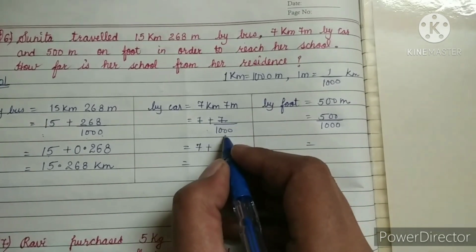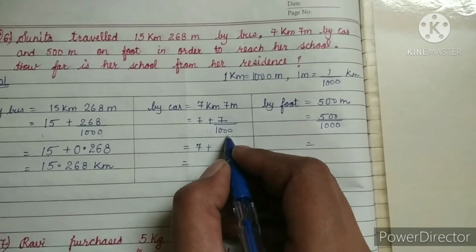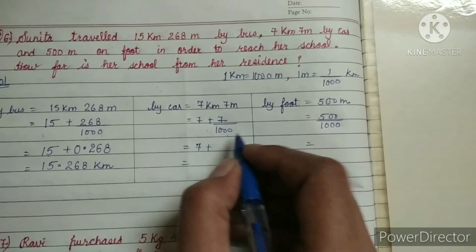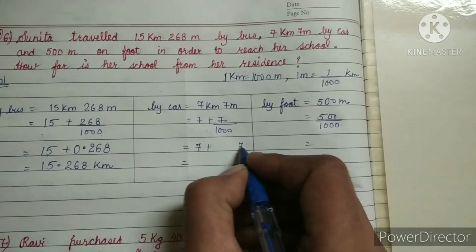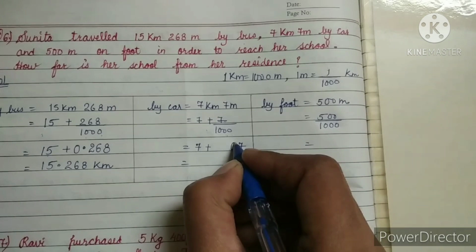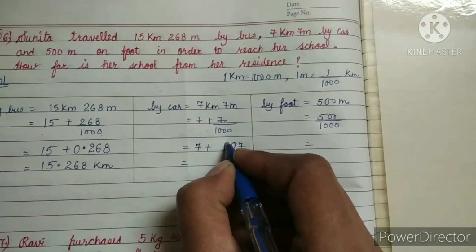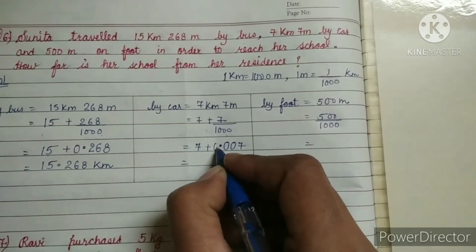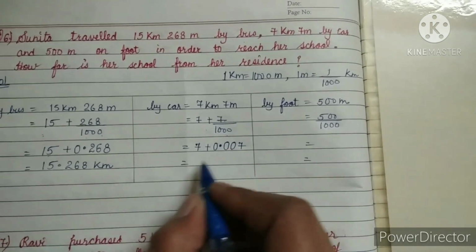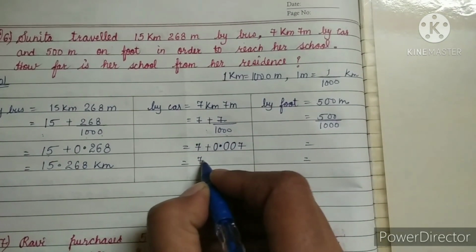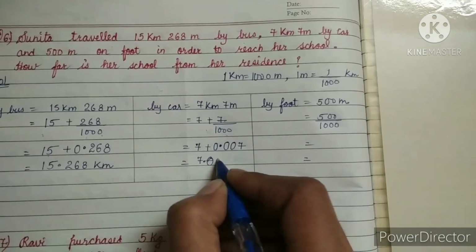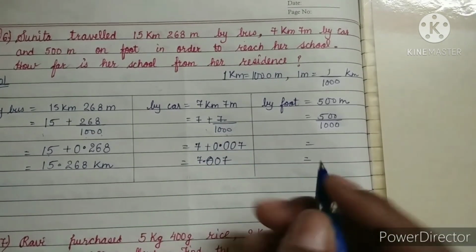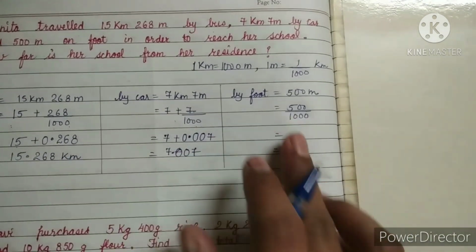Now here 7 as it is. Here 7 is divided by 1000, which has 3 zeros. It means we have to leave 3 places. First value is 7, second is 0, third is 0. Now the decimal will come with 0. Now we will add them. It will give us 7.007.